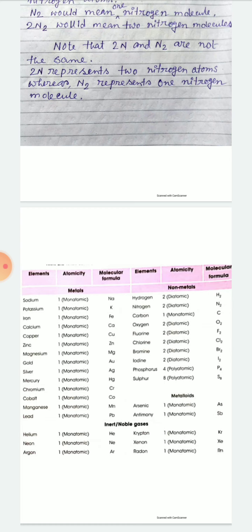Here in the box, some examples of elements and their atomicity and molecular formula are given. You have to read them.